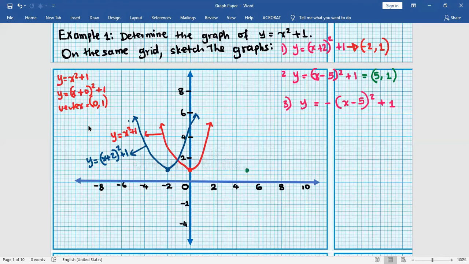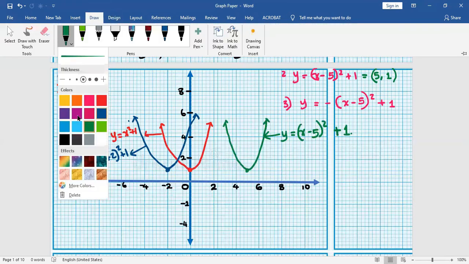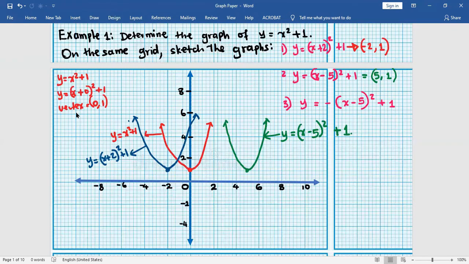So this means that the curve will be like this. So this is y is equal to (x minus 5) squared plus 1. Okay, and the last one, if we are having y is equal to minus (x minus 5) squared plus 1.